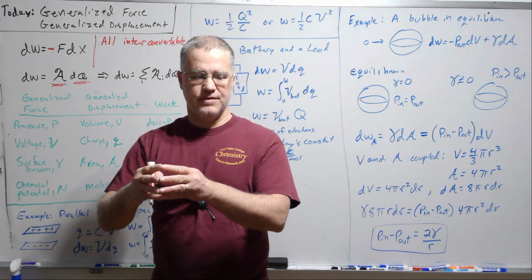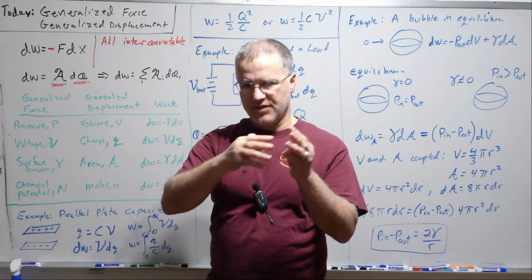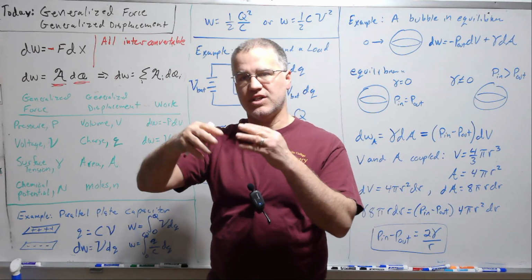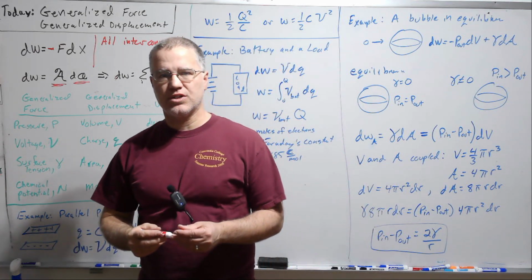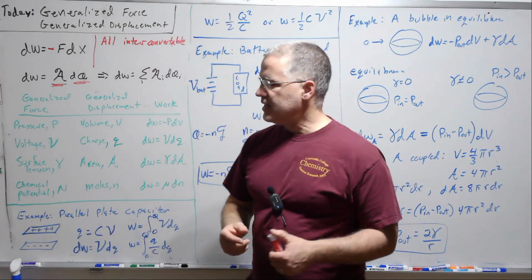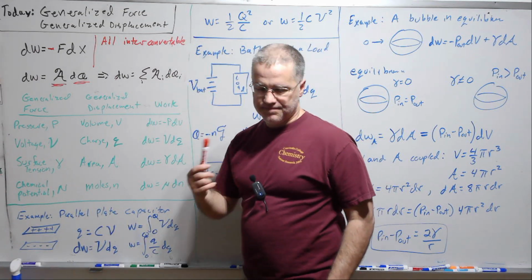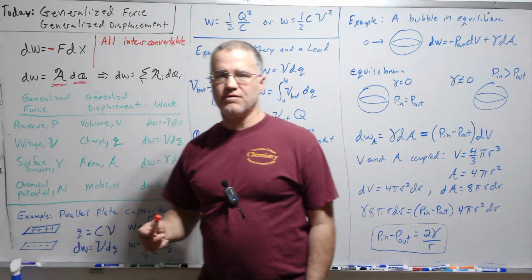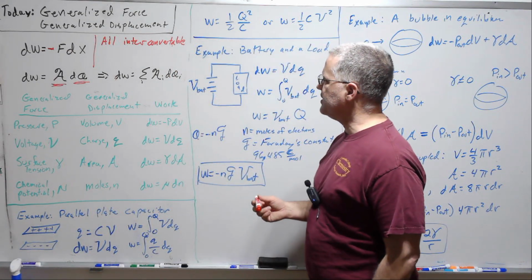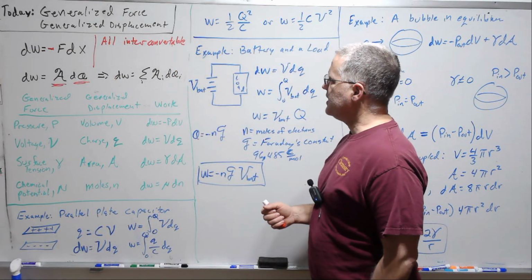And of course, in real life, there's going to be some inefficiencies every time you convert from one type of work to another. But that's just sort of a consequence of reality and the interactions with the environment and just imperfections in the machines.